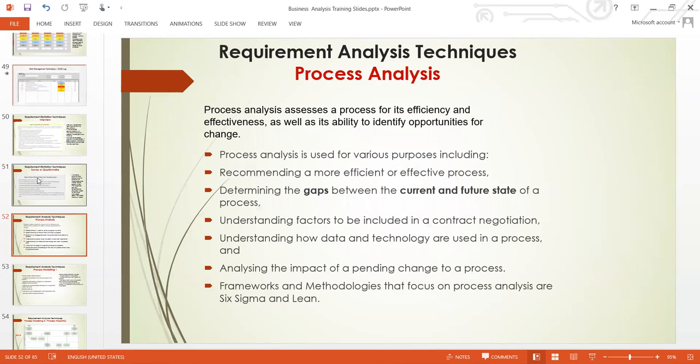Now we move to process analysis as a technique in requirement analysis. Now we've gathered our requirements, captured our requirements, it's time to do our analysis. Process analysis assesses a process for its efficiency and effectiveness, as well as its ability to identify opportunities for change.